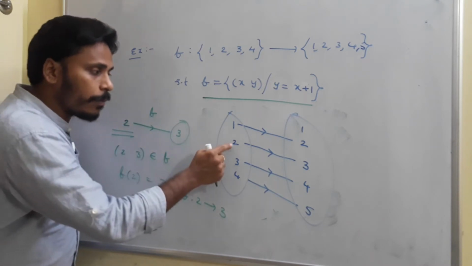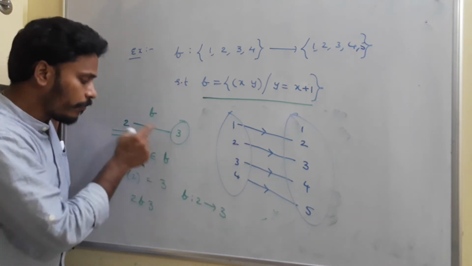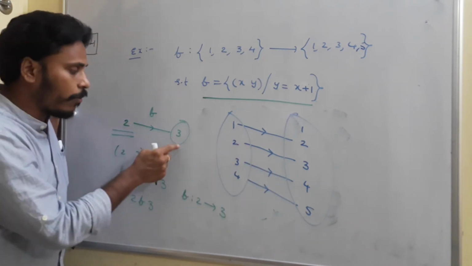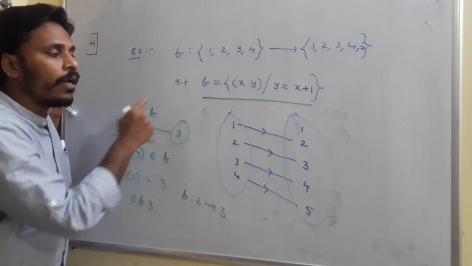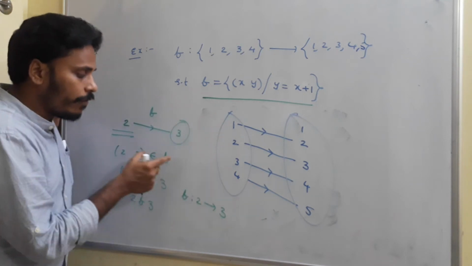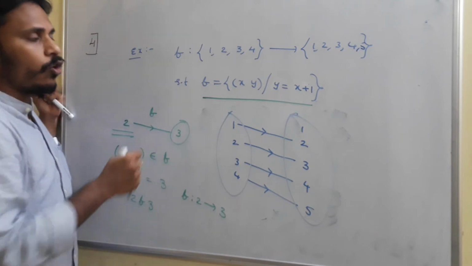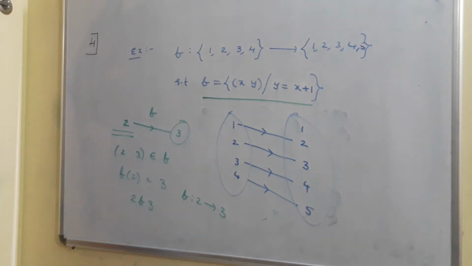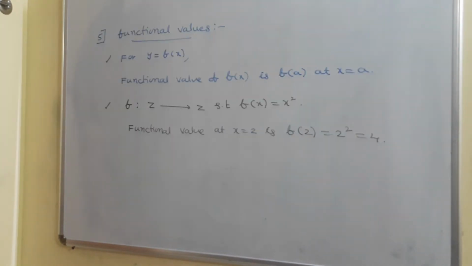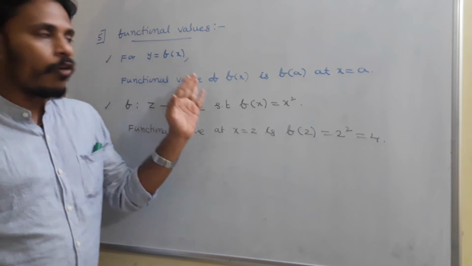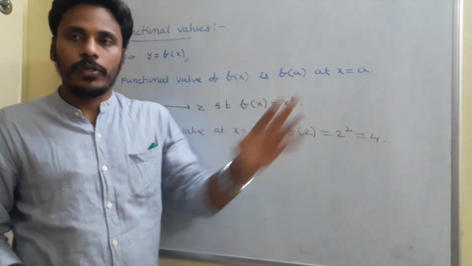Just by observing the ordered pair (2, 3), we have all these notations and the terminology image and pre-image. Related to every ordered pair, we have all these notations and terminology. You just have a look at this small example to explain the notations of the function. Once again, functional value is simply, for a function y is equal to f of x, the functional value at x is equal to a.